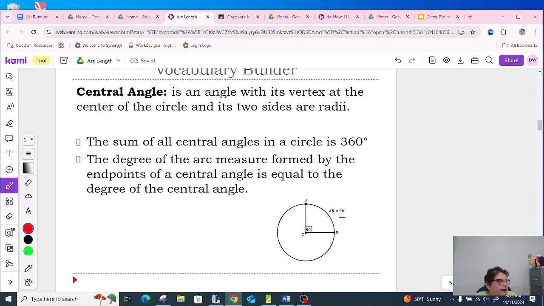Now, I am going to ask you to take out a piece of paper, just scrap paper. If you need some, I can give you some. And we're going to do a little experiment. We're going to use a compass.